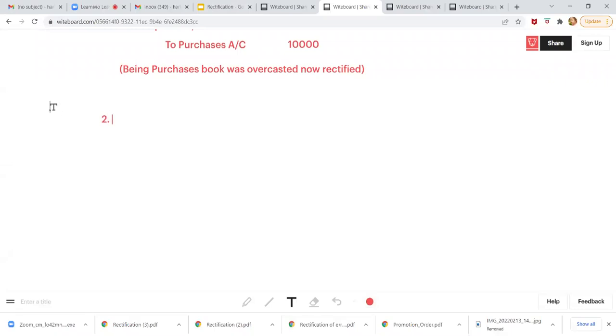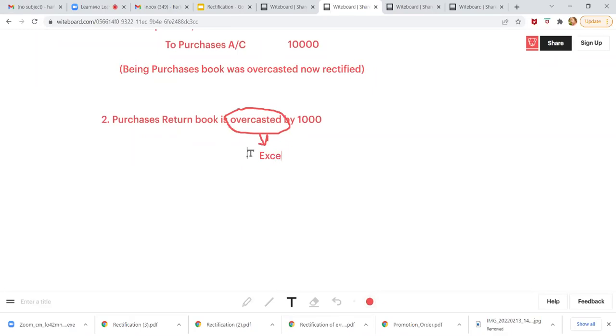Now our next question is: purchases return book is overcasted by 1000. So here it is also a similar thing: overcasted means it is in excess. Here it was wrongly accessed, right? So we have to minimize it. To minimize the effect, we will do the opposite thing, right?